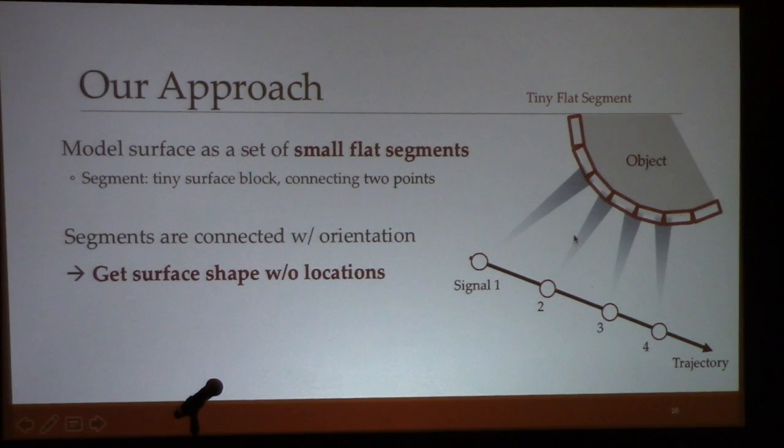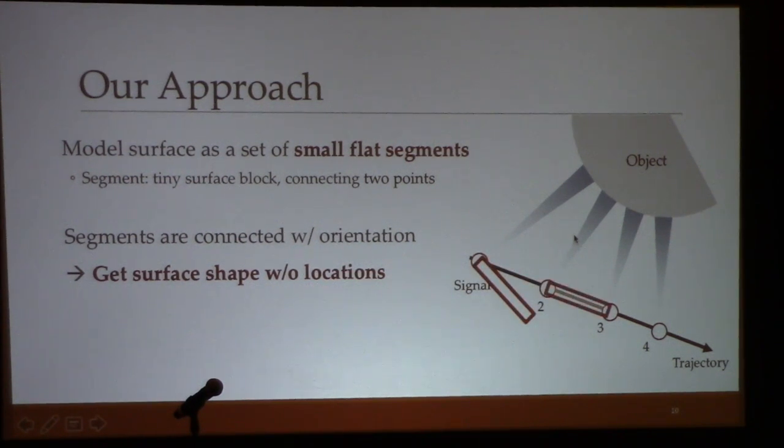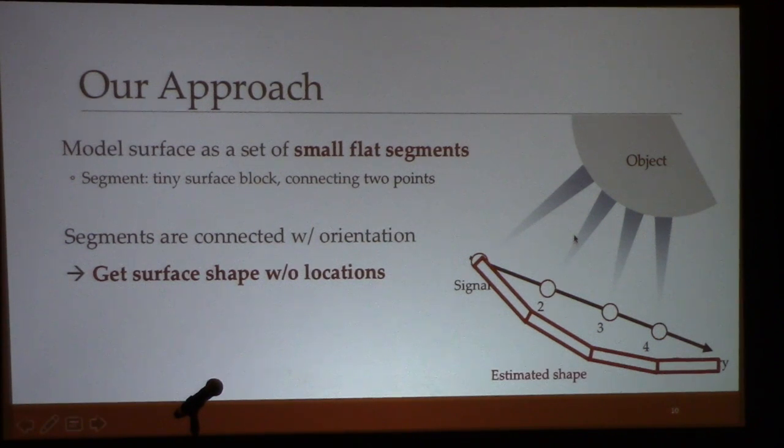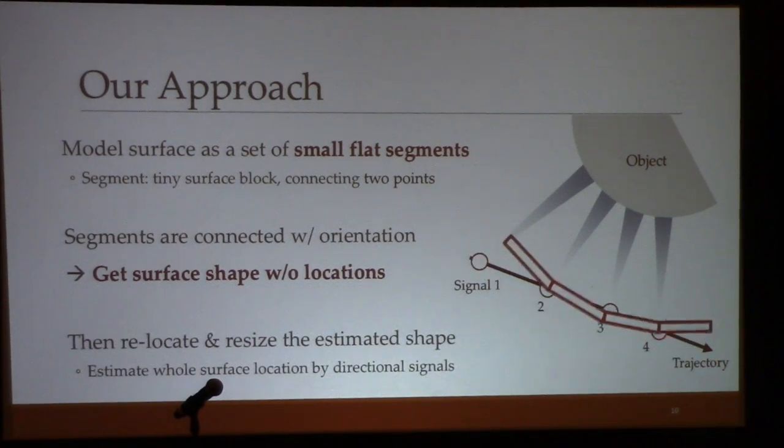So at a high level, by physics, we can approximate these segments by projecting the device trajectory after we get their orientation information. But of course, this approximation isn't enough. The surface location and the size are not correct yet. So we need to relocate and resize the estimated shape. Our trick here is to estimate the whole surface location, or the surface center, from the directional signals we get, rather than individually pinpoint each location of the segments.